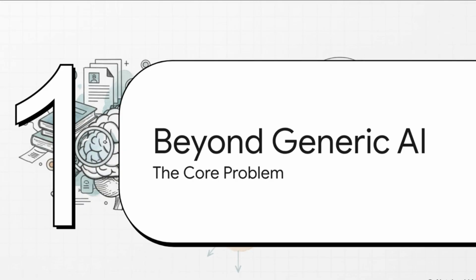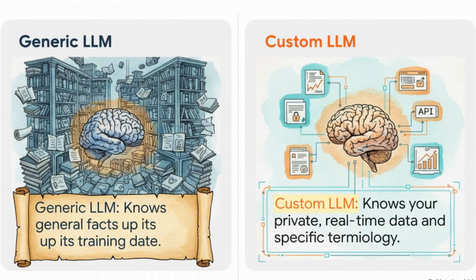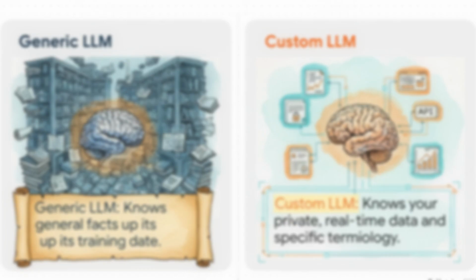Okay, so let's get right to the heart of it. Foundation models are trained on the public internet. It's a massive, incredible data set, but it's also a snapshot in time. It's static. So while they're amazing generalists, that general knowledge just doesn't cut it for specialized private business needs. What you're really after is a custom LLM. You want to go from a model that knows things up to, say, last year, to one that's fluent in your private real-time data, using your specific terminology. And the two main paths to get there are Retrieval Augmented Generation, or RAG, and fine-tuning.